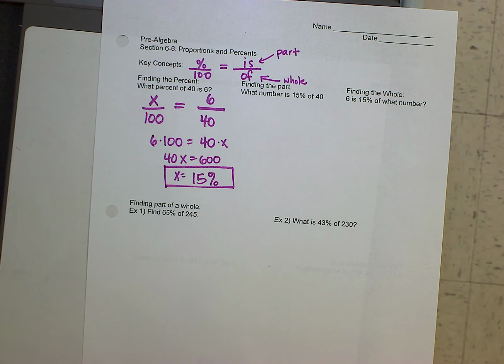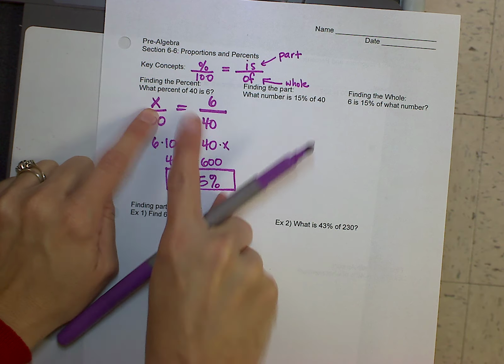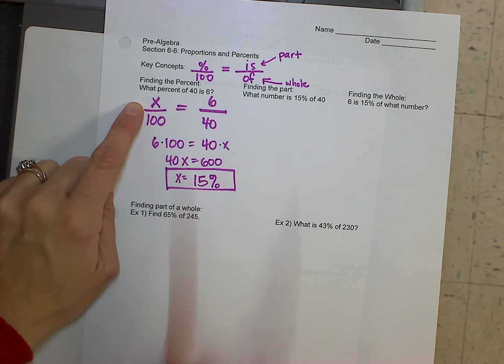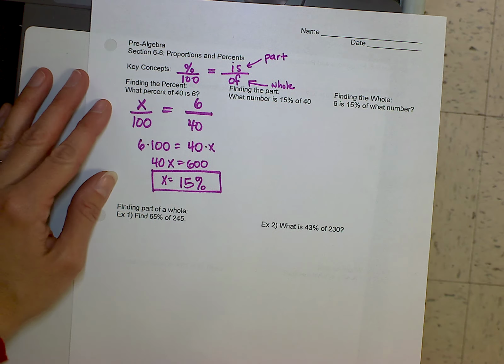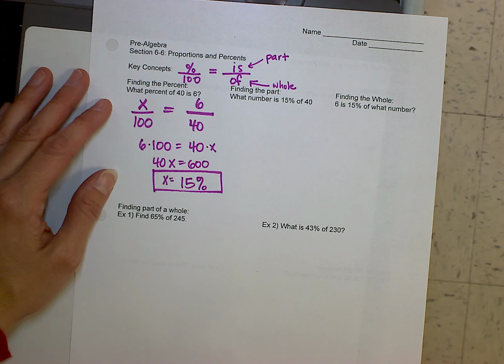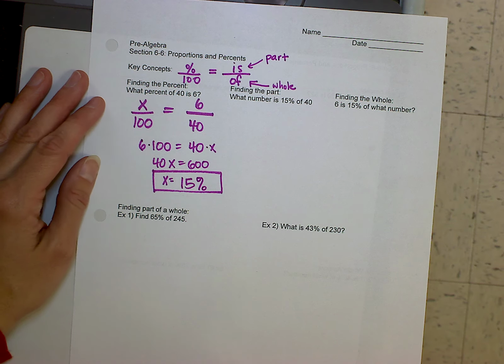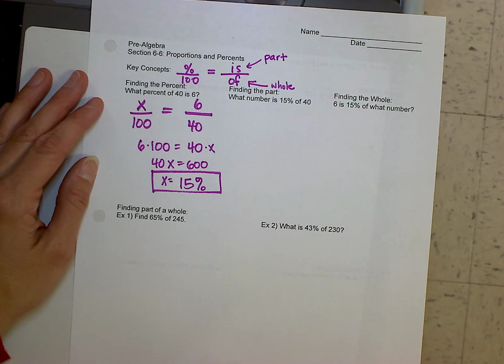Yes, Caroline. Because I cross multiplied. 40 times X equals 6 times 100. To solve that proportion, cross multiply. So that was finding the percent. What percent of 40 is 6? Okay. Now I'm going to find the part.